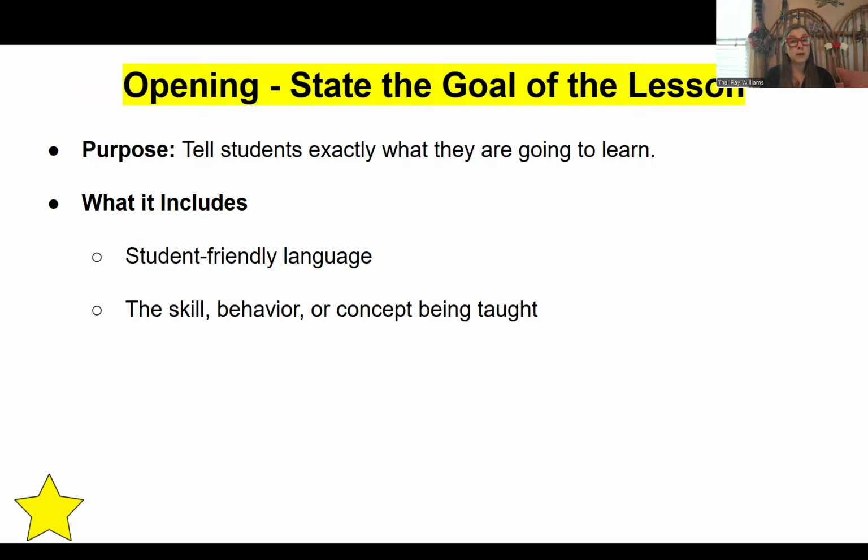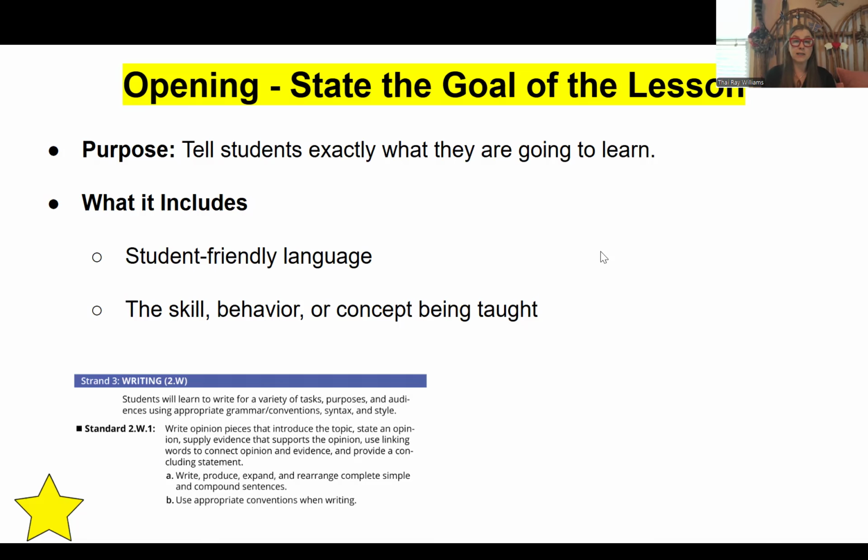So you have to think about your students, not only think about, oh my goodness, my students are in second grade, and we'll see that in just a second, but you also have to think about where they are as far as their language goes. And we need to use language that they can comprehend, that they can understand, because the whole goal is for them to understand what they're going to be learning today. And so you're always going to make sure that you state the skill, the behavior, or the concept that you are teaching. And so let's look at an example.